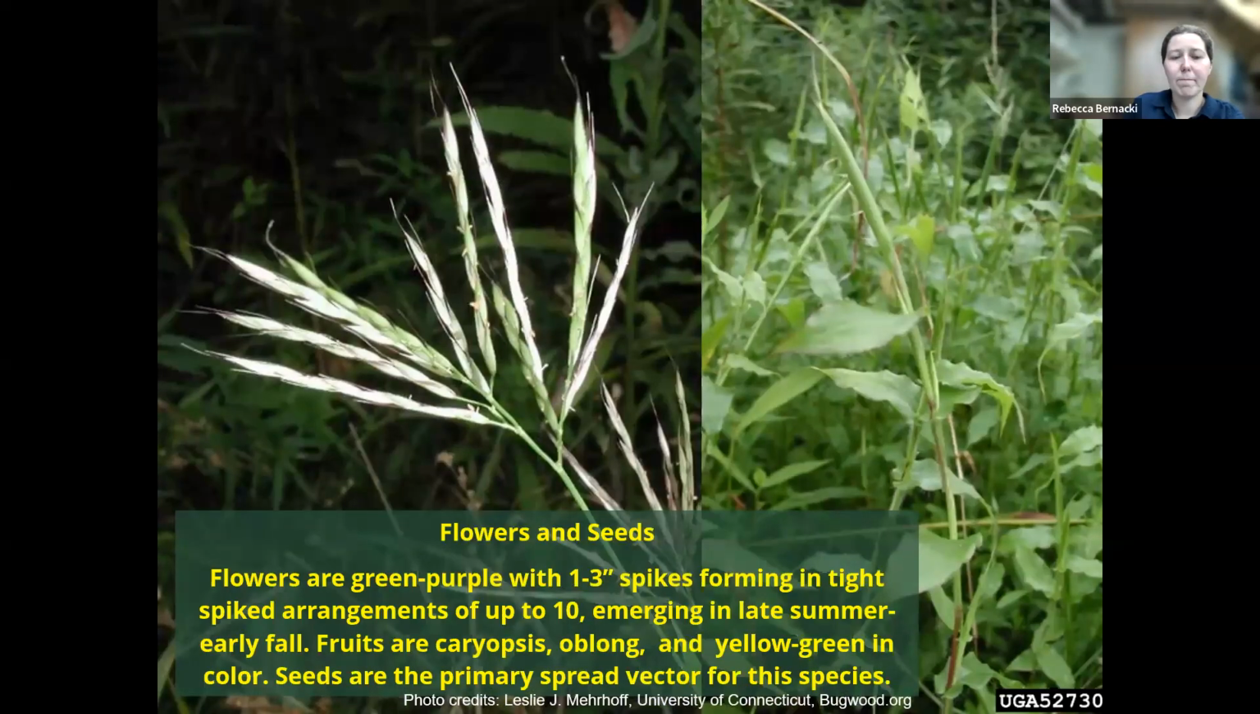The flowers are green, purple in color. The flower spikes are going to be 1 to 3 inches in length. And they're going to be in these tight spiked arrangements with up to 10 individual spikes. They are going to emerge in late summer, early fall. I've not personally seen this species yet, so I can't give specifics for the Adirondacks. But their fruits are going to be these oblong yellow-green seed pods. And seeds, much like many other grasses, are going to be the primary spread vector here.